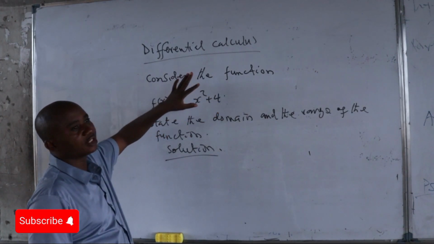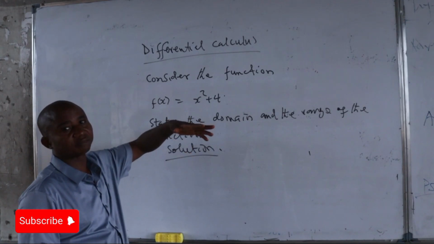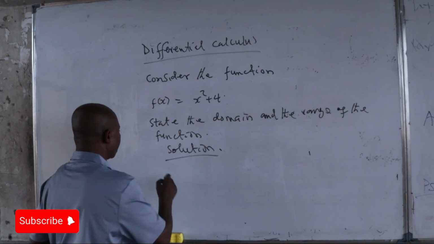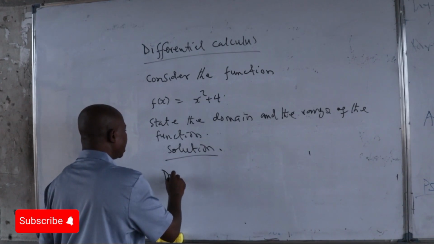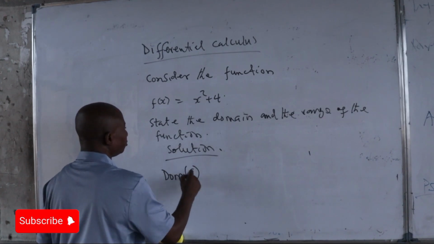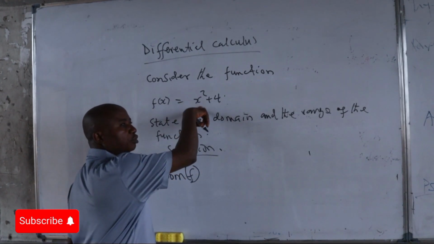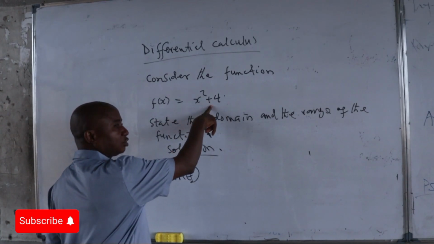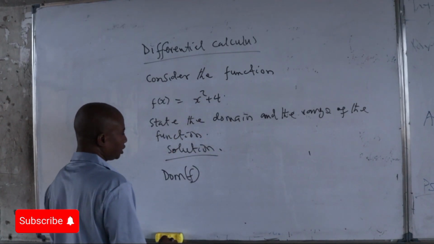And if you square any real number, you get another real number, which for that matter is non-negative. So the domain of this function is the whole set of real numbers, because there's no real number you cannot square. And then when you add 4 to it, you also get a real number.